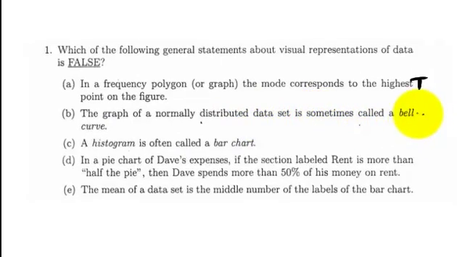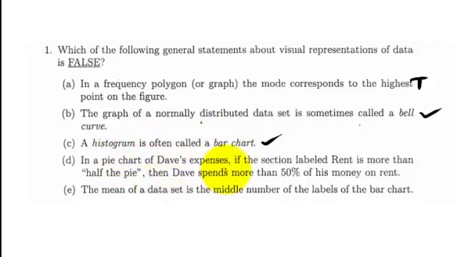The graph of a normally distributed data set is sometimes called a bell curve. Well, yeah, we call it a normal curve, or we could have called it a bell curve. So that one's true. A histogram is often called a bar chart. That's true. Remember, a histogram is a bar chart of a frequency distribution.